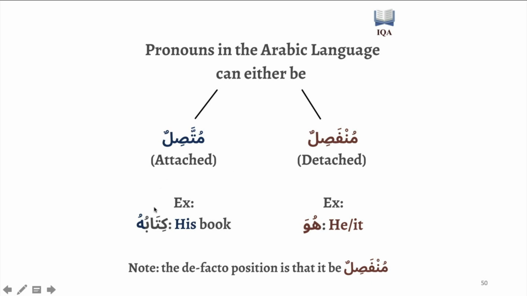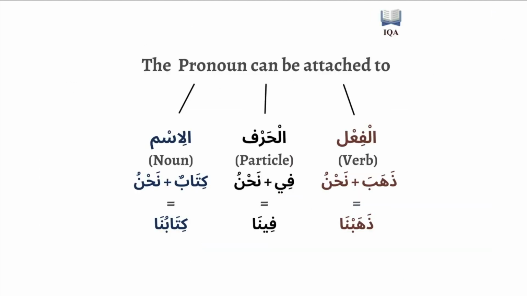So now in this video, we're going to be discussing how these pronouns get attached and what they look like when they get attached. And also, what exactly do they get attached to and for what reason? Pronouns can be attached to three things, the three parts of speech in Arabic: an ism, a noun, a harf, a particle, or a fi'l, a verb.